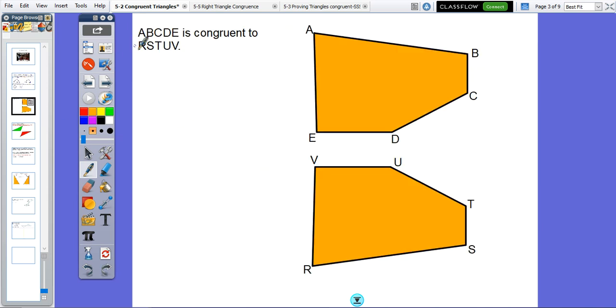So for example, here we have a pentagon ABCDE and RSTUV. If I'm talking about side AE, that's congruent to which side over here? It's RV, not VR, because we have to match up the angles as well. A is to R, E is to V. AB is to RS, and so on all the way around.